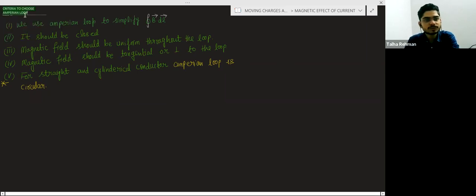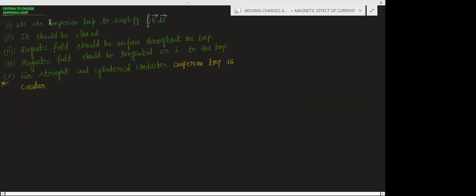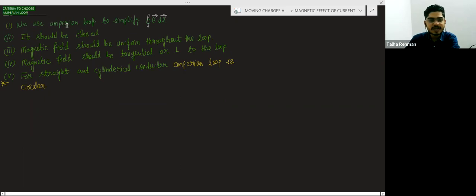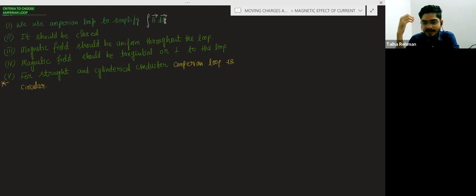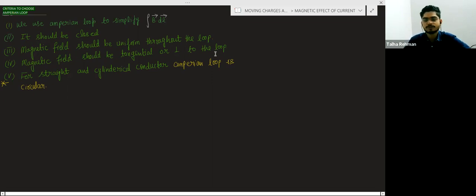Criteria to choose Amperian loop. So how do we choose the Amperian loop? We use the Amperian loop to simplify the line integral of magnetic field, that is B dot dl, and the loop should be a closed loop. It should not be open, and the magnetic field should be uniform throughout the loop, and the magnetic field line should be tangential, or you can say perpendicular, to the loop.